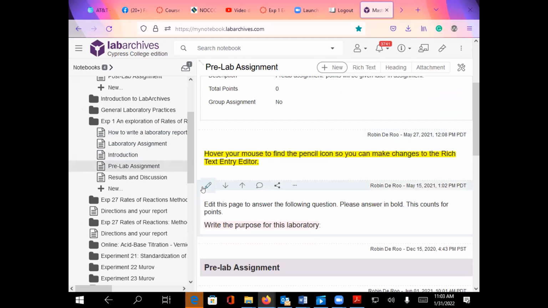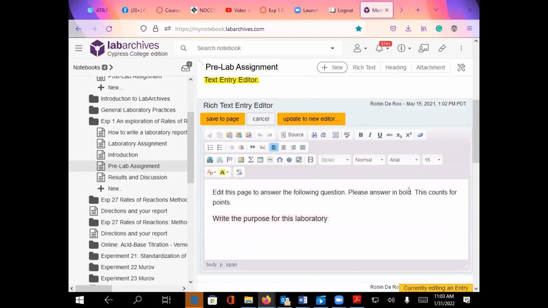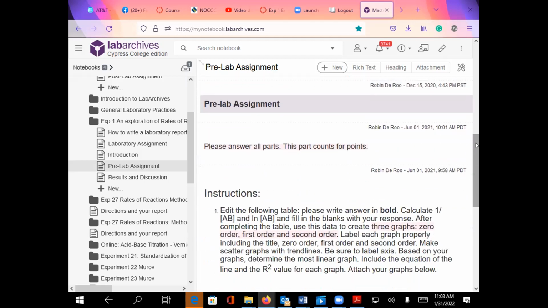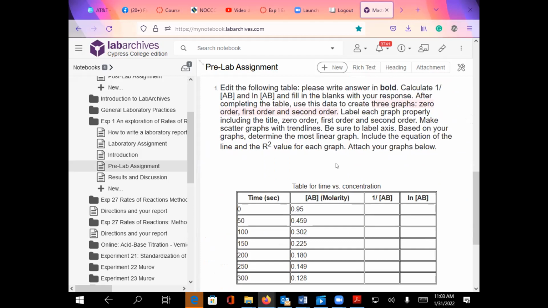You find the pencil icon. I'm going to use classic editor. Purpose of the lab: to learn how to graph and use lab archives, something like that. Make sure you always press save, and then you can always edit. Get your calculator out, calculate the 1 over AB and the natural log of AB, and fill this out.